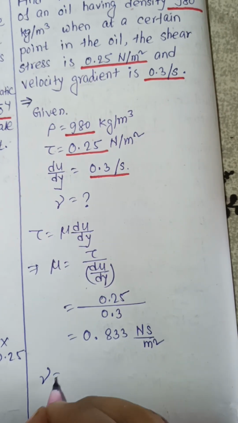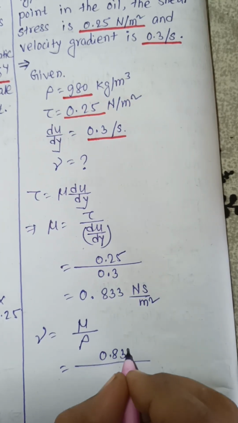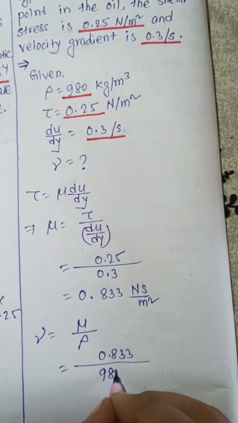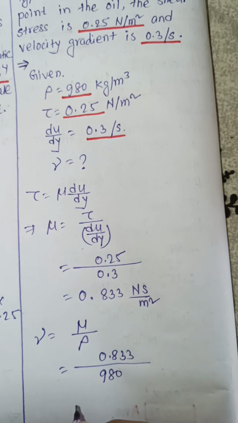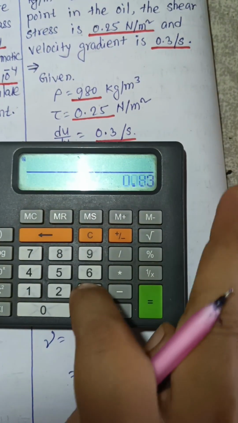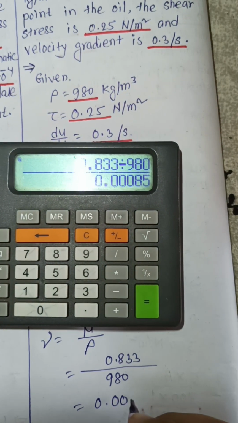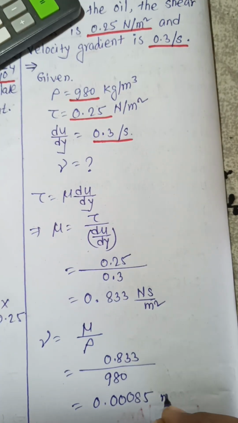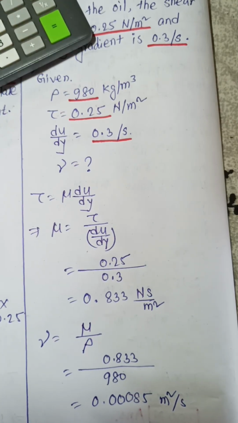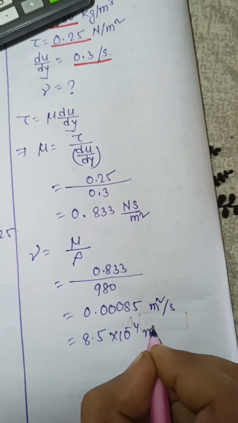Now if you want to calculate nu, the formula is mu by rho. What is the value of mu? That is 0.833, and what is the value of density rho? That is 980 kg per meter cube. So this is 0.833 divided by 980, which is equal to 0.00085 meter square per second. So this is equal to 8.5 × 10^-4 meter square per second.